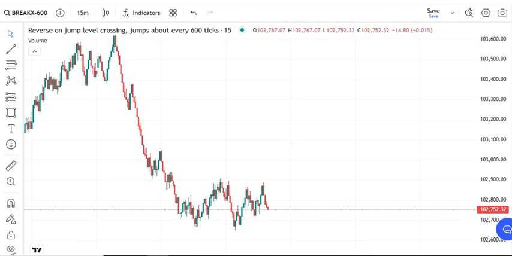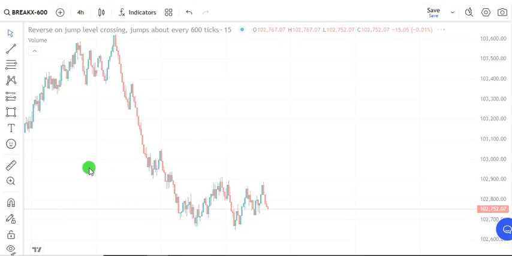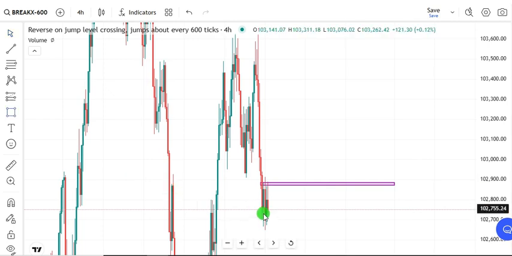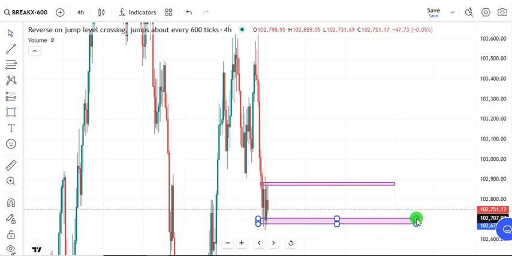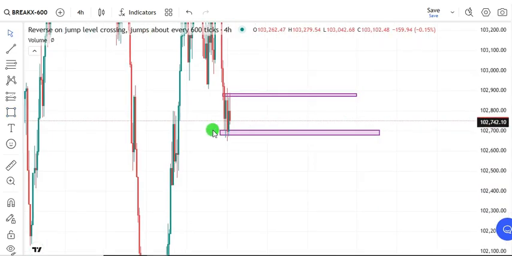Okay, so here is Break 600, and of course, as usual, we are going to be marking out the recent structures, which is the current or the recent low and the recent high. Recent low, so recent high, then recent low. All right, so here it is. So for me, I should just avoid inside this zone.